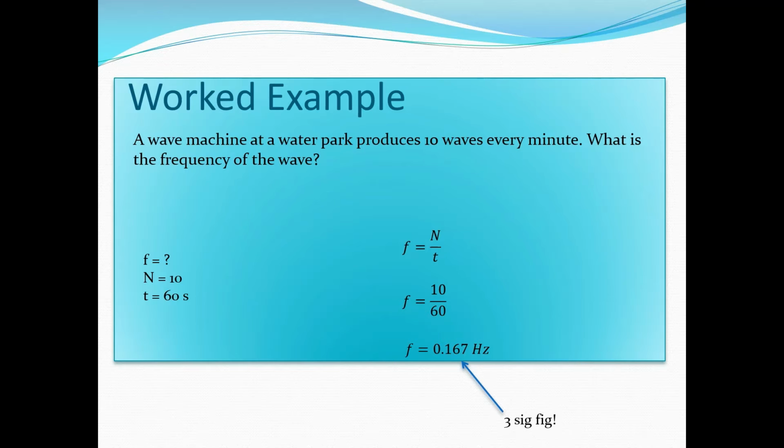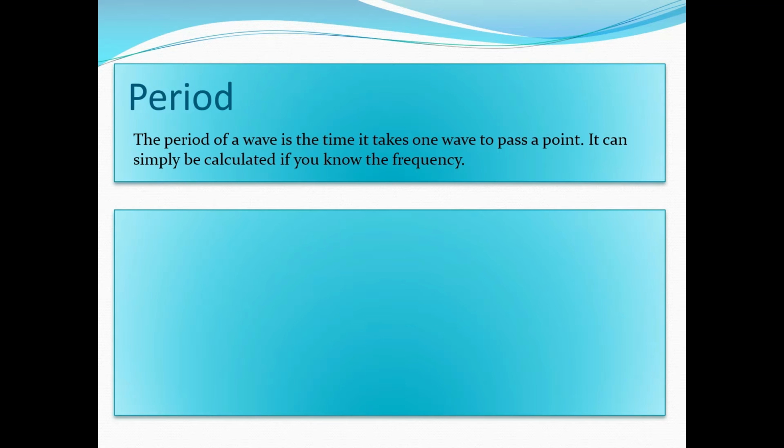What links to that very, very closely is the idea of period. So the period of a wave is the time it takes one wave to pass a point. It can be simply calculated if you know the frequency. Very, very similar and very heavily linked. And that means that our equation for period is simply 1 divided by the frequency. And so we're here, big T is equal to the period. And like time, that is measured in seconds. And little f, just as before, is the frequency measured in hertz.